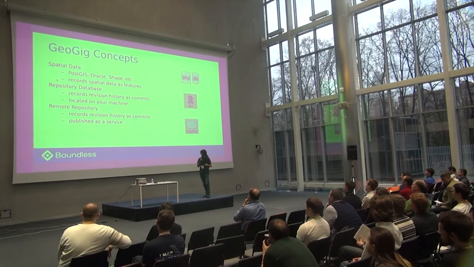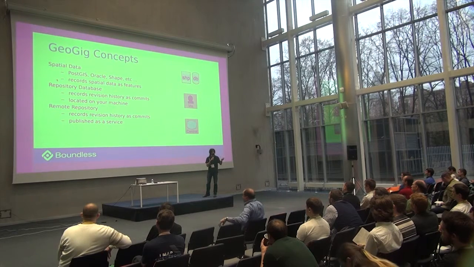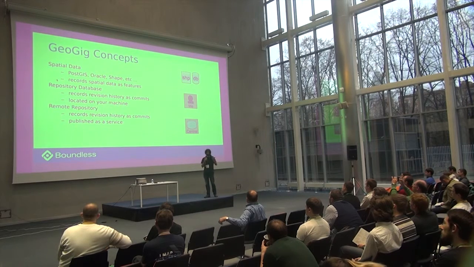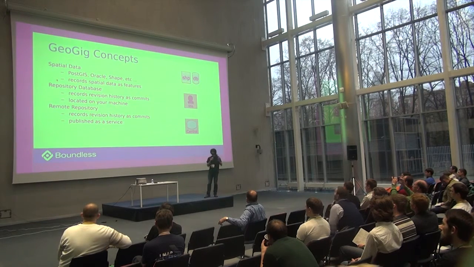So the ideas are very simple. One, we have the spatial data. Those are the files and databases, the normal data that you have. But then we have the idea of the repository database. That's another database. It's a normal database actually, but with a particular structure. And that's where we keep all the history.